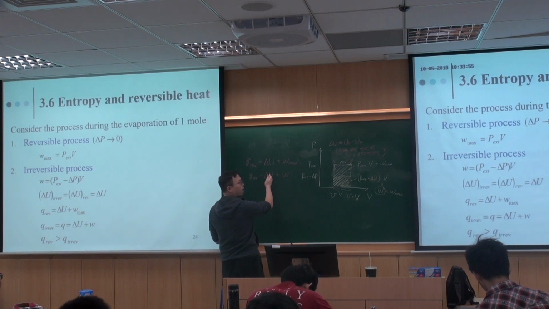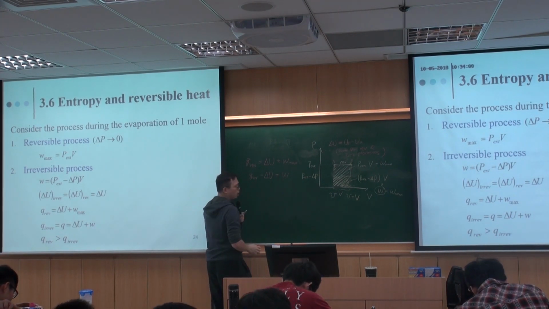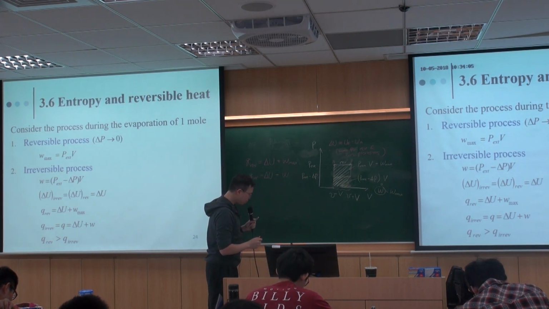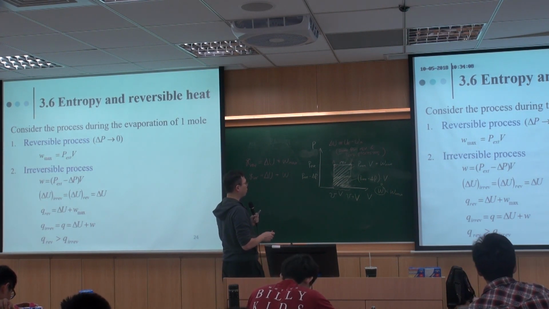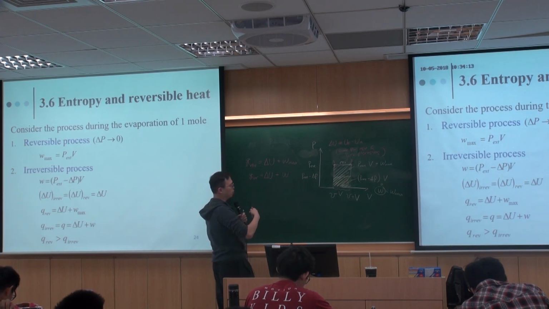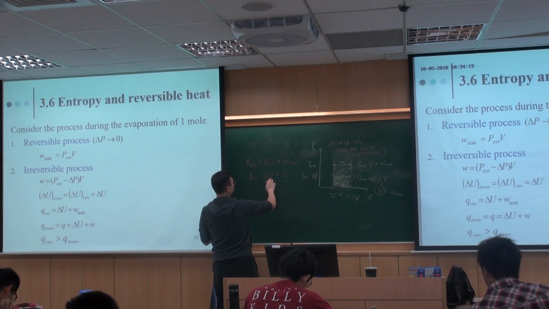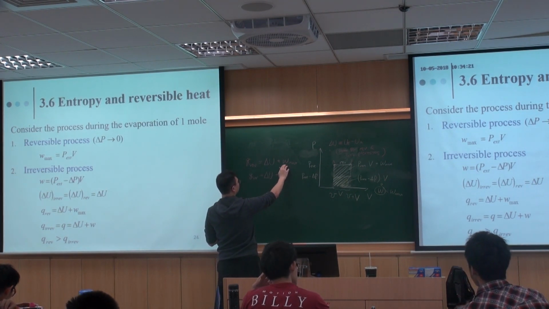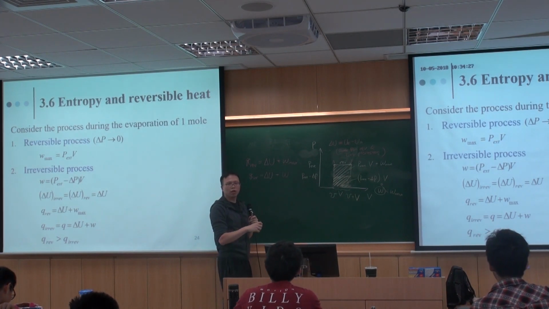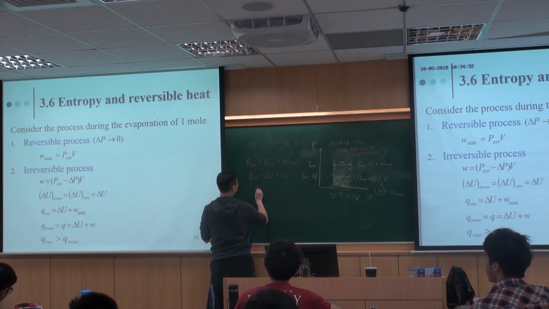So since these two are the same, this one is larger than this one, so Q reverse is greater than Q irreversible. But if you want to know the physical origin of why this is larger, it is because during the same state change from A to B, there is some amount of work that originally can be used to do a maximum work that has been converted to heat. So let me define something called Q waste.